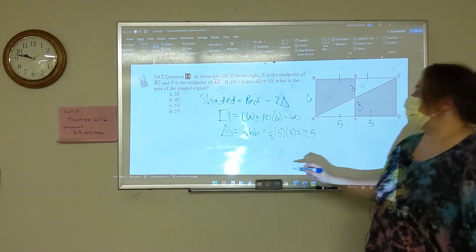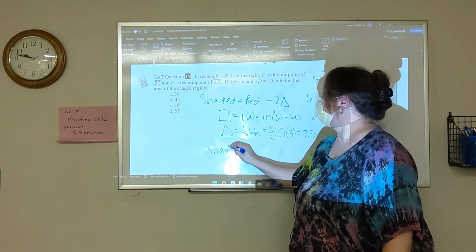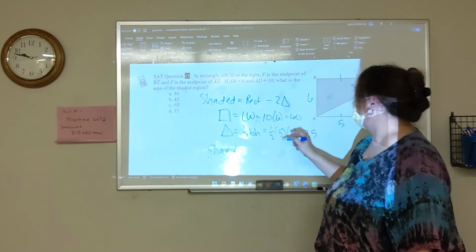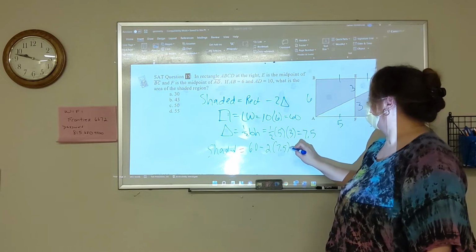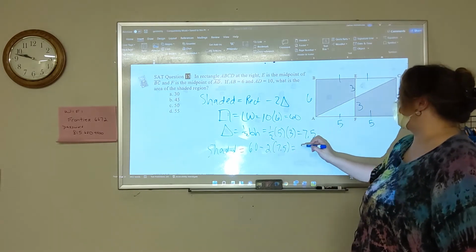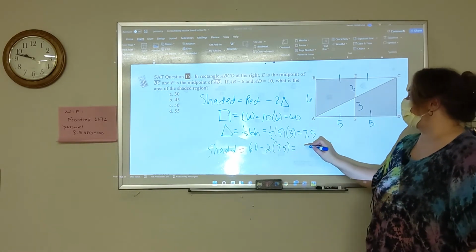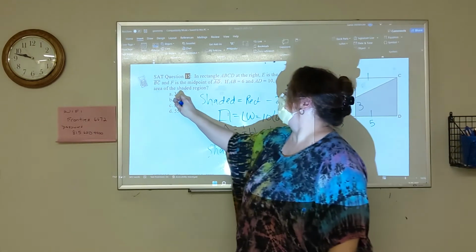Plug that back into your plan. Your shaded area is your rectangle, which is 60, minus 2 times your triangles. So 60 minus 2 times 7.5. 2 times 7.5 is 15. 60 minus 15 is 45. B.